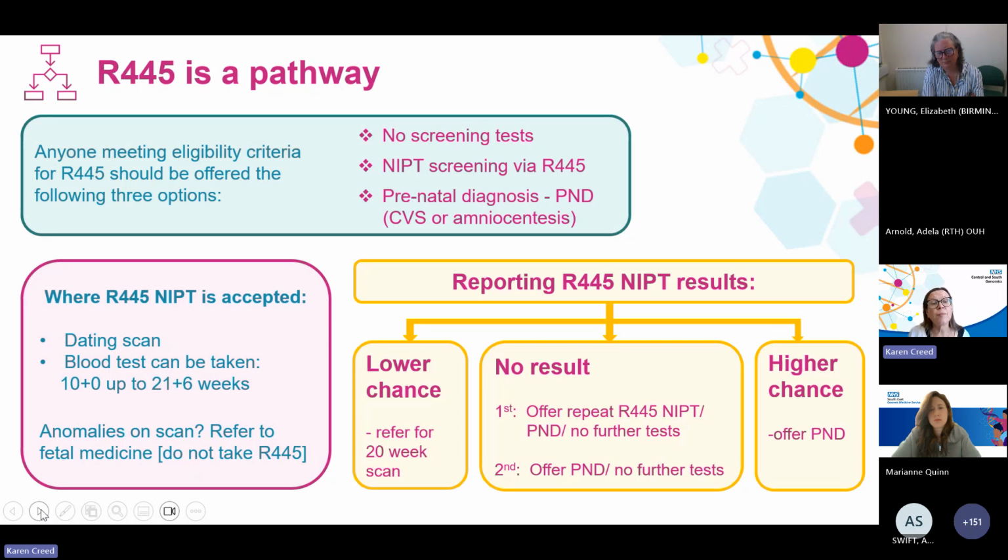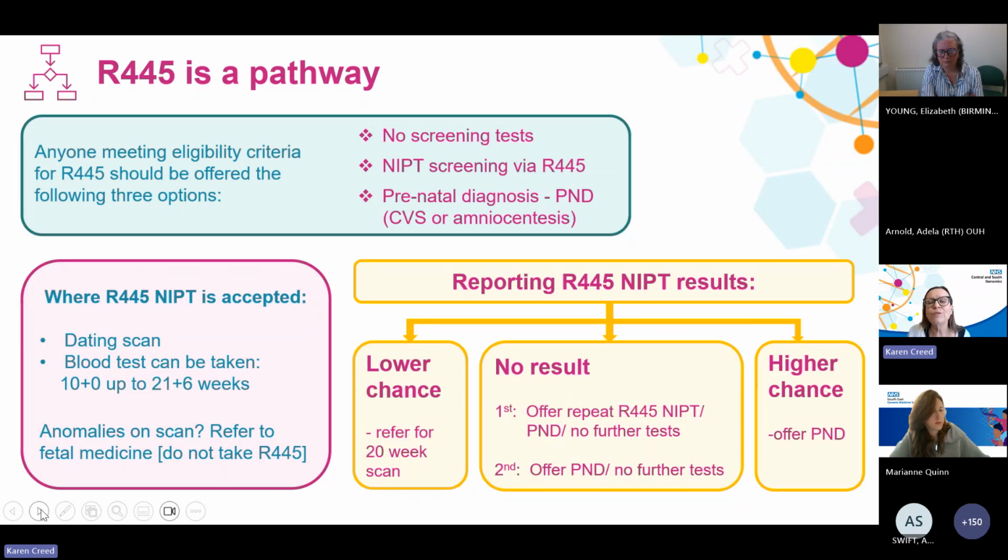So where women or people do accept R445, then it's essential that they have a dating scan, because we need to ensure that the blood test is taken at the correct gestation, and that's any time between 10 weeks up until 21 plus 6. Of course, just a reminder, if there are any anomalies at that scan, then refer to fetal medicine. Don't take R445 because it might not be the most appropriate test to take at that point.